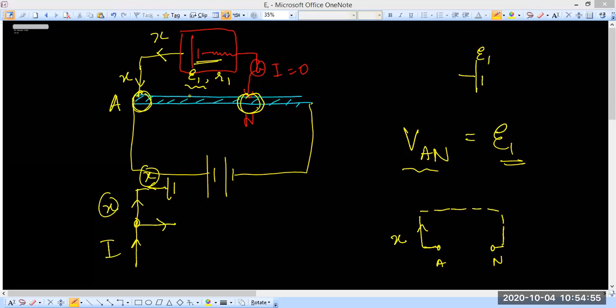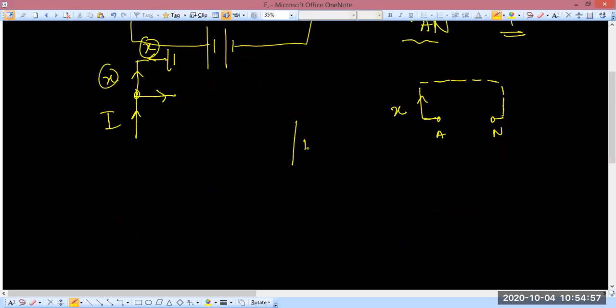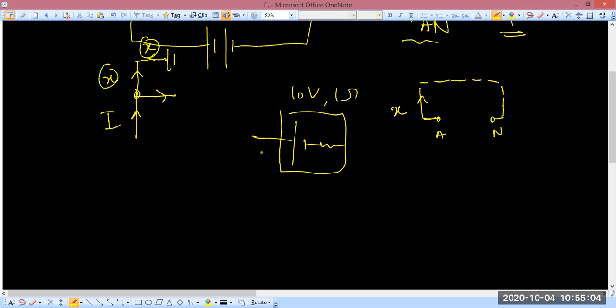To understand this, draw it like this. Suppose this is one battery of 10 volt, and internal resistance some 1 ohm. Connect another battery to it, which has some internal resistance, we don't know, no problem, and this is also 10 volt. So what will happen? Think about this circuit. Think about the potential difference between A and N. If it is 10 volt, think about this circuit.